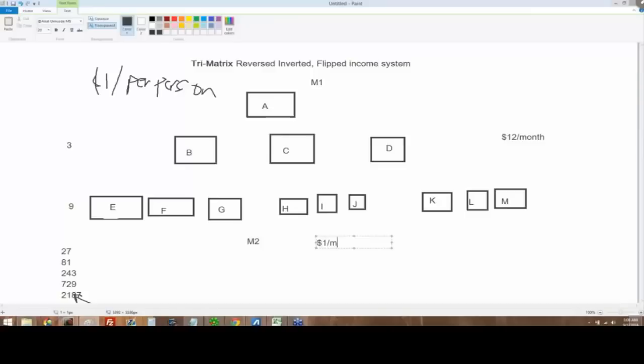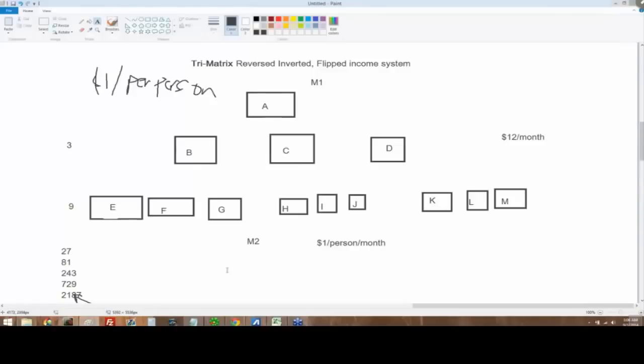In M2, it's the same way. It's $1 per person per month. Again, that means that now M is going to be making $12 a month, while A is also making $12 a month, even though neither one of them have recruited many people at all. Given the math behind it, there are too many people. The 2,100 people here, it's not going to be sufficient to flip it once.